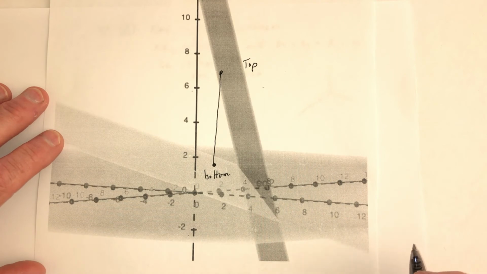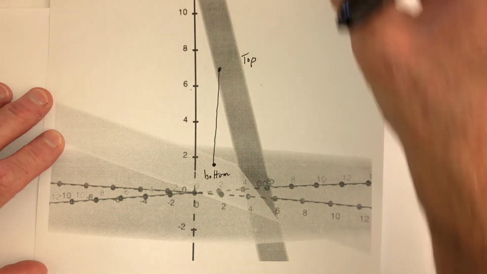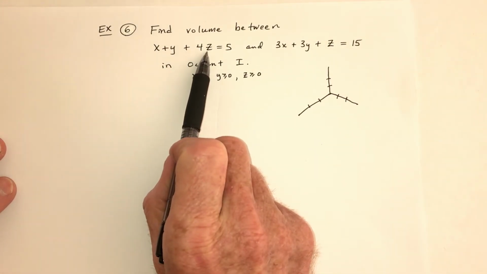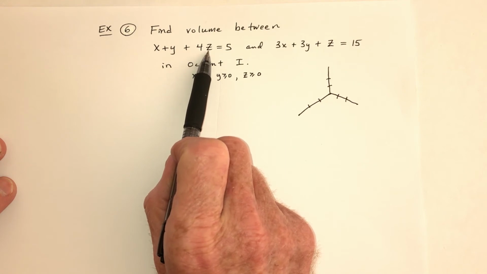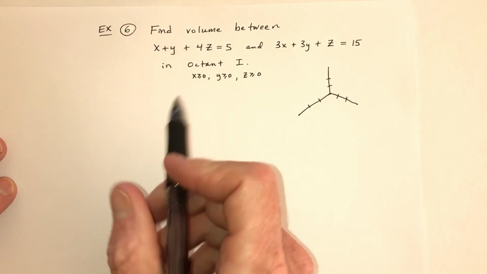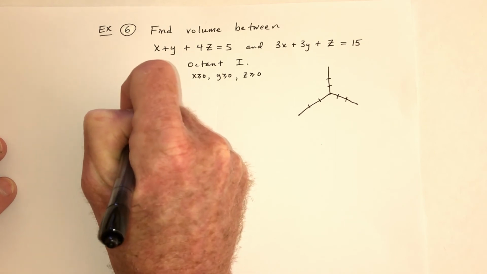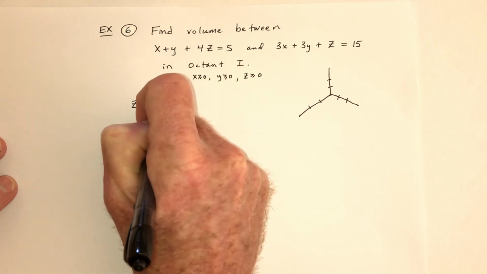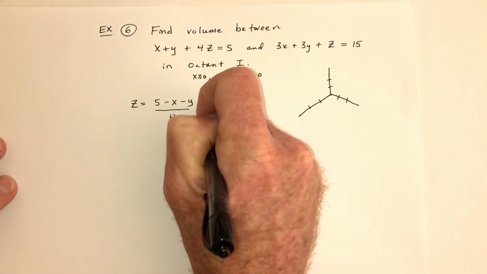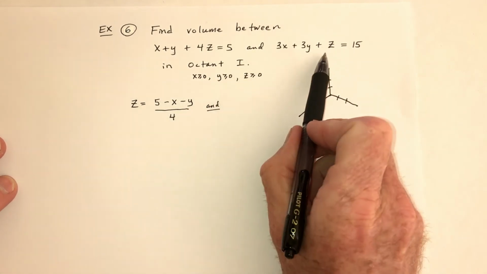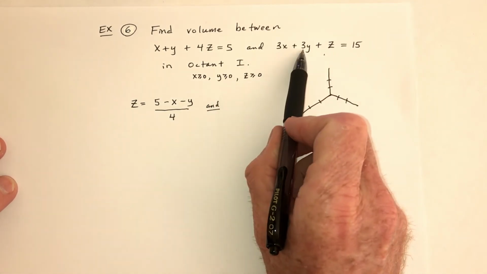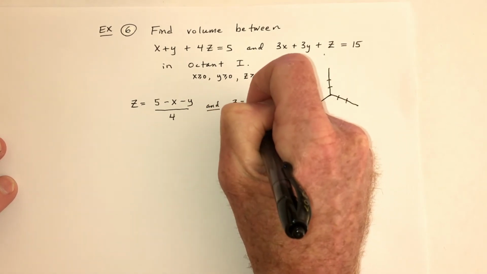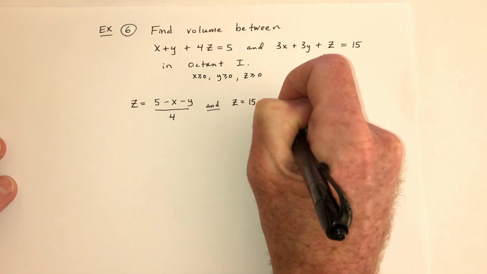So that's the first thing to do. And you don't actually have to graph it to figure that out. For one thing, what I'm going to do on each one of these is solve for z. So for this one, subtract the x and the y, also divide by 4. So that's going to say z equals 5, subtract x, subtract y, divide everything by 4. And then for this one, all you need to do is subtract 3x and subtract 3y. So z is equal to 15 minus 3x minus 3y.